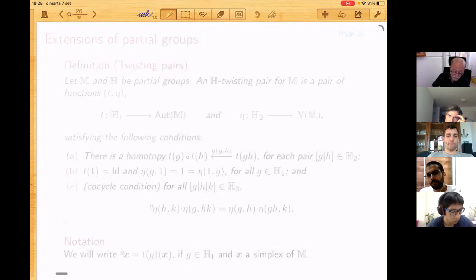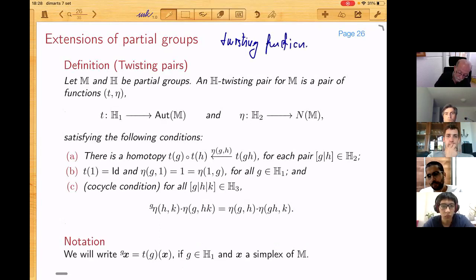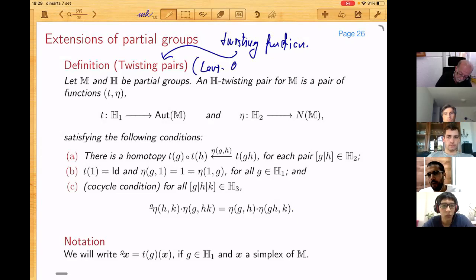But if you look at the theory of fiber bundles, you see that a fiber bundle is determined by a so-called twisting function. I'm not going to go through the definition, but the idea is that in our case, this can be simplified to what we call a twisting pair, right? And a twisting pair is a concept that is borrowed from work with Ran Levy, Bob Oliver, and myself, right?